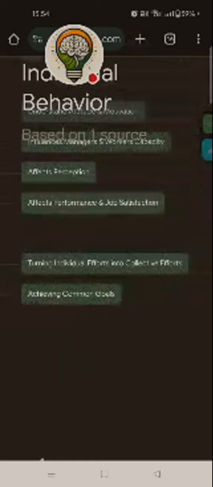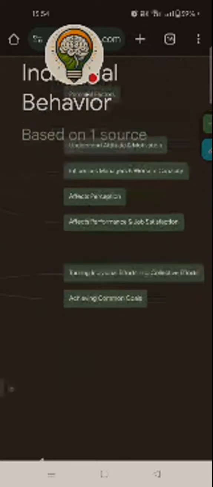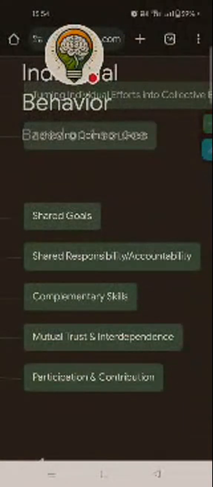Then comes team building. So what is team building? Turning individual effort into collective effort and achieving common goals is known as team building. Then comes the characteristics of a team: shared goals, shared responsibility and accountability, complementary skills, mutual trust and interdependence, and participation and contribution.